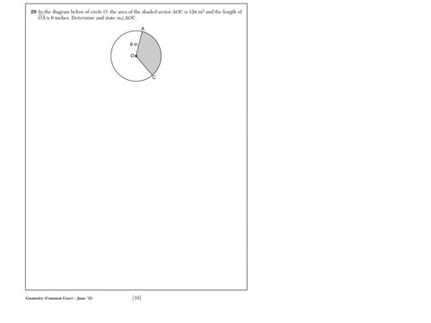Number 29, in the diagram below of circle O, the area of the shaded sector AOC is 12 pi square inches, and the length of segment OA is 6 inches. So that's also the value for the radius. I'm going to designate that. Determine and state the measure of angle AOC. So we're looking for this interior angle.